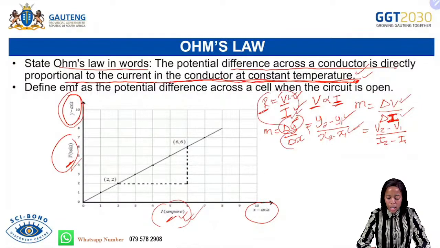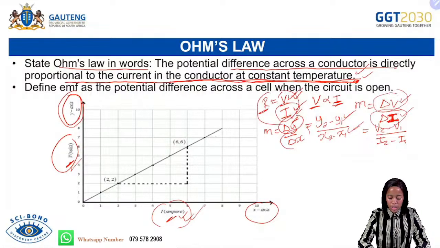So for Ohm's law, we have V at the top, and for the gradient we have change in V at the top. For Ohm's law at the bottom we have I, and at the bottom here we have change in I. So whatever we get as our gradient would be representing the resistance, in ohms. So let's say now in the exam, they ask you to calculate the resistance.